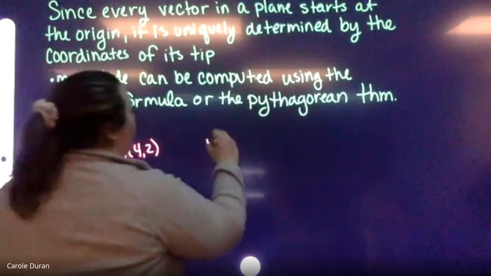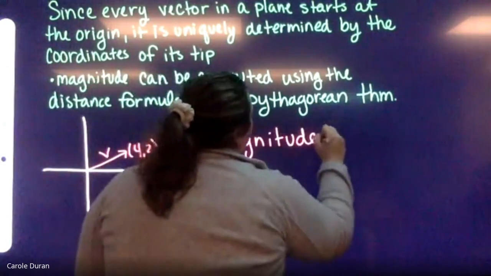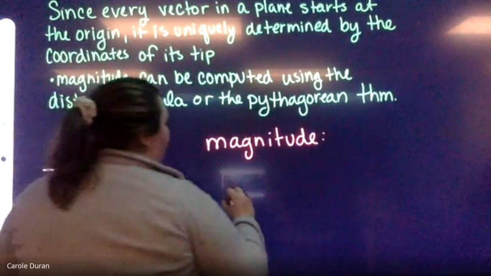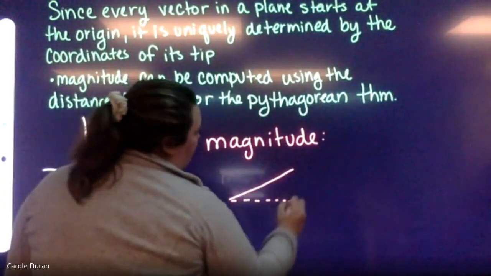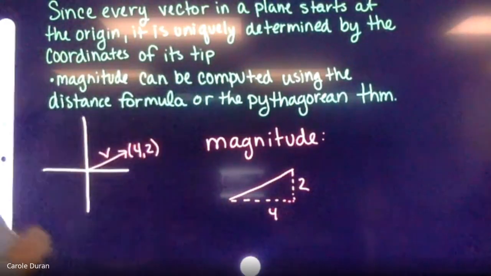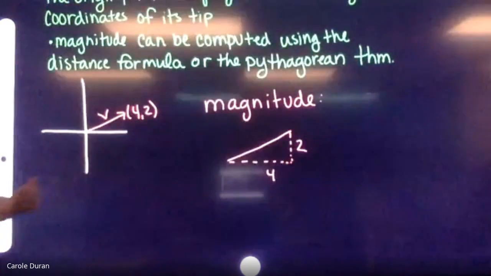So if I'm talking about the magnitude here, it helps to imagine this as a right triangle stemming from the origin. So if my vector is (4, 2), that means that this leg is 4 and this leg is 2, which allows me to calculate that hypotenuse, or that diagonal, using the Pythagorean theorem. Or we can just use the distance formula, which is pretty much the same thing.